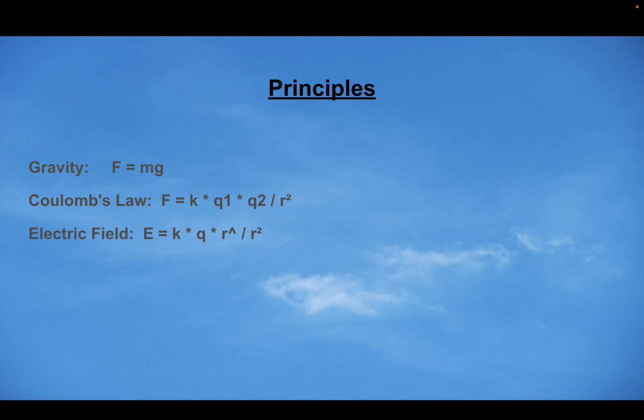The third key principle is that of an electric field, which is going to be k times the charge of the object times the vector r divided by the distance, r squared.